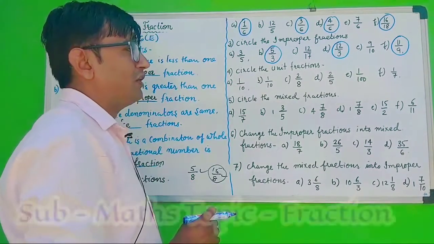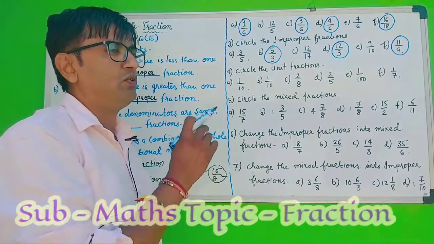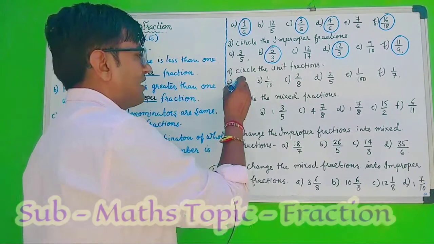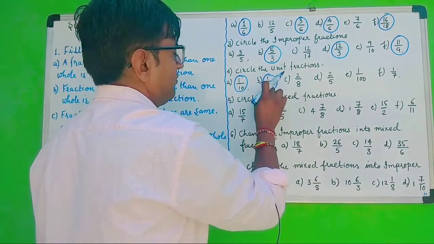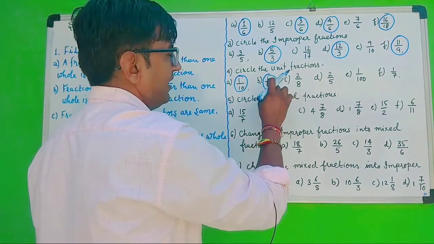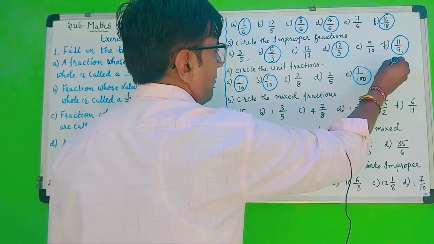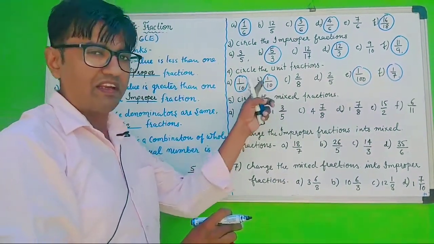Now circle the unit fraction. Children, remind what we have learned about the unit fraction. Those fractions whose numerator is 1, such fractions are known as unit fractions. 1 by 10, 1 by 10. Sorry, here something different will be there. 2 by 8 is not, 2 by 5, 1 by 100 and 1 by 7. By mistake I have repeated here. So just correct it, okay?